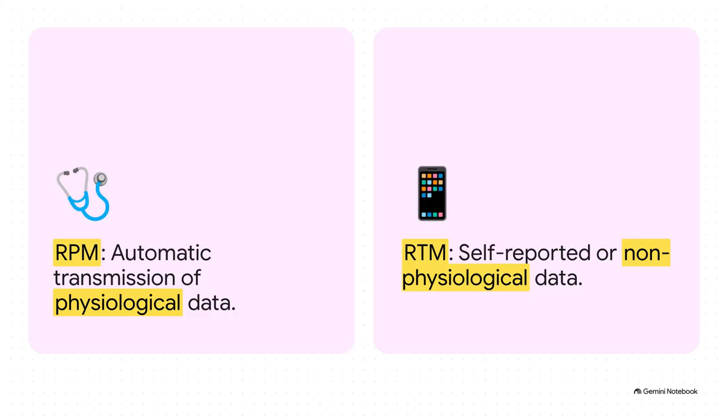Now, they sound super similar, right? But RPM and RTM are actually fundamentally different beasts. RPM, or remote patient monitoring, is entirely about the automatic digital transmission of physiological data. We're talking hard, objective numbers, like blood pressure, ECGs, or body weight, and they have to be gathered by an FDA-defined medical device. You can't just have a patient verbally tell you their blood pressure. It literally has to digitally transmit.